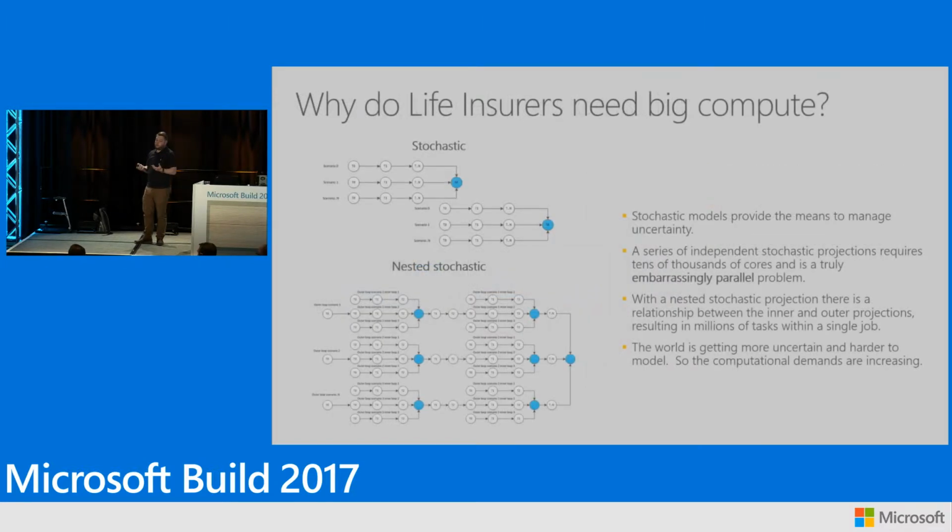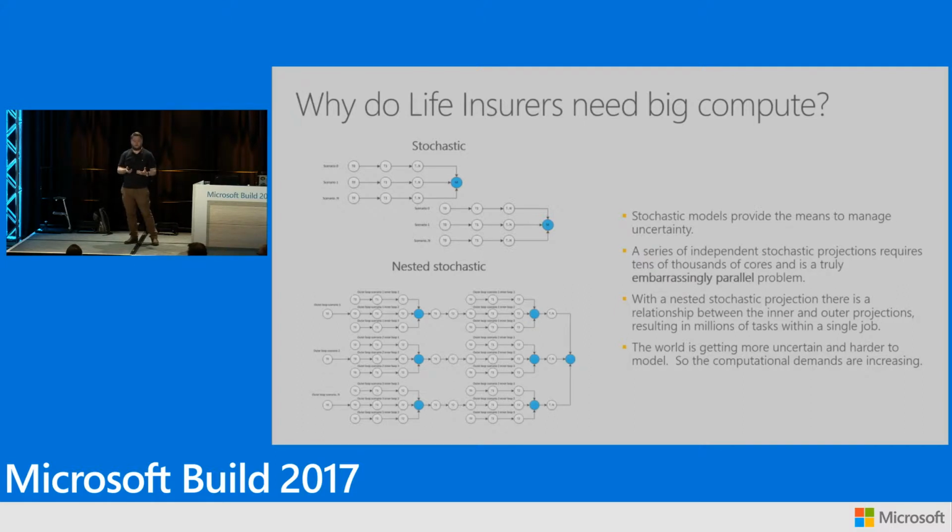So who are our customers, and why do they need this amount of computation? The life insurers do something called stochastic modeling, and I won't go into the details of that, but in reality, it helps them predict uncertainty. There are two types of jobs that we run in our compute platform. One is stochastic simulations. Think of a job as just a directed acyclic graph of tasks. In a stochastic model, you have lots of jobs that have lots of scenarios within them, and then a merge task at the end that brings all of that data together.